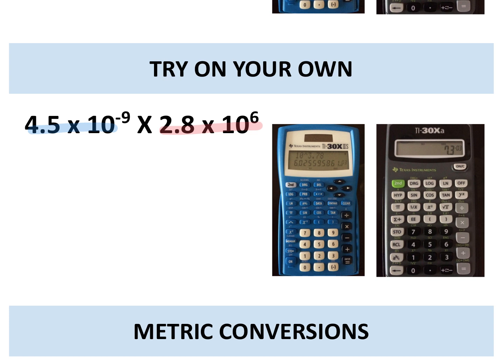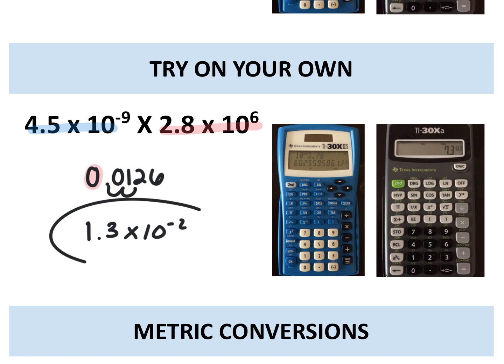Now, you might get this answer in 2 ways, but if we want to put it in scientific notation, I'll walk through the steps. Okay, so I get 0.0126. I want to put this into scientific notation, so because I'm dealing with a small number, I will have a negative exponent. I go 1, 2 over to get 1.3 times 10 to -2. All right.